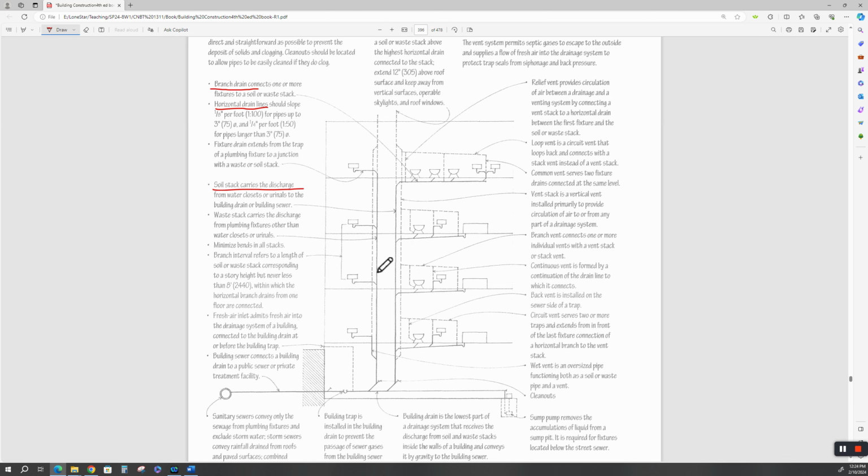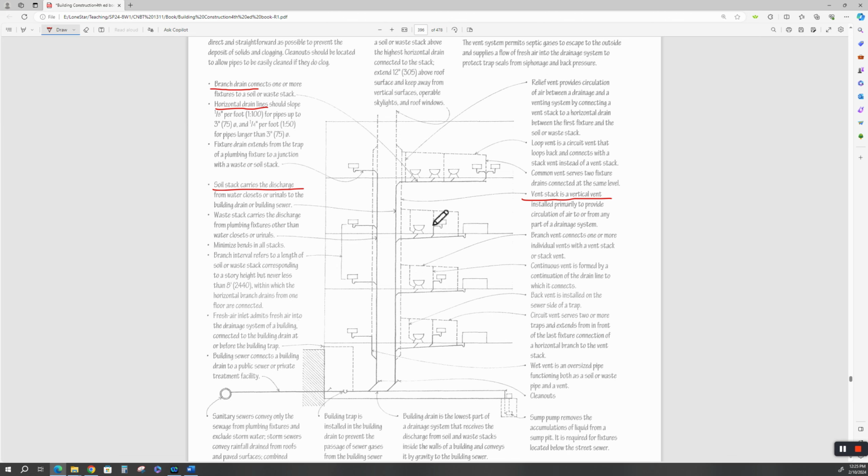Now, along with the soil stack, you also have to have a vent stack. Here's your vent stack. It's a vertical vent installed primarily to provide circulation of air to or from any part of the drainage system, so as this water is cascading down, it's not pulling a vacuum and pulling all these P-traps out. You'll notice that each one of these has a vent stack, because if not, you run the propensity of pulling a vacuum and pulling the water out of your P-trap. You don't want to do that.